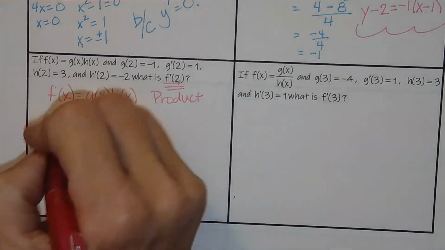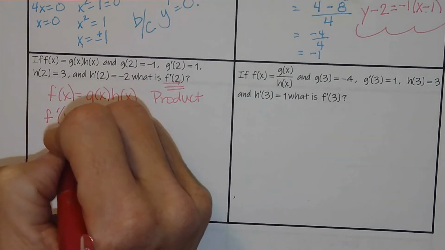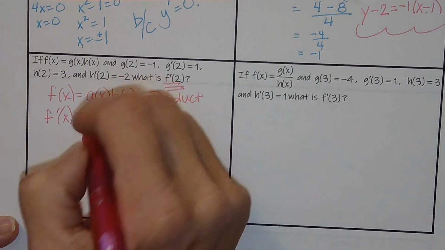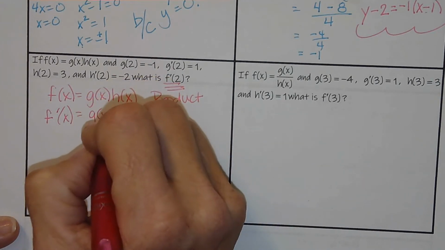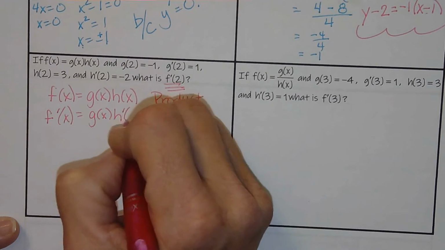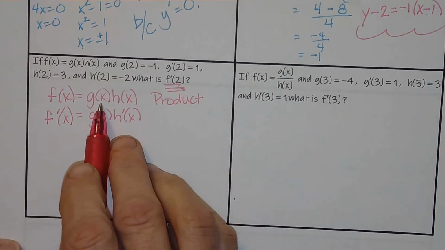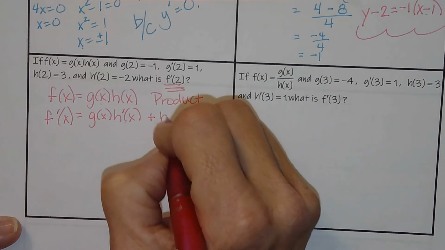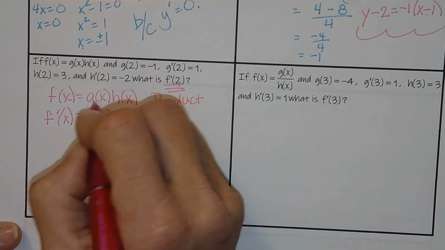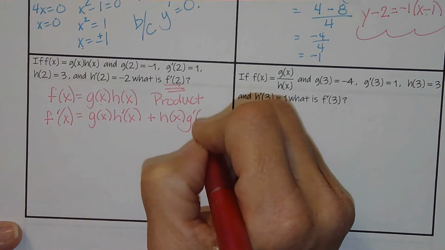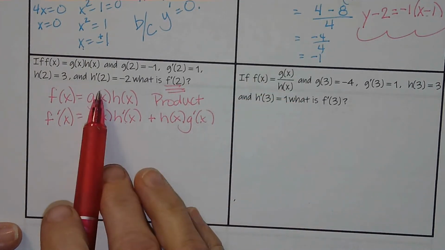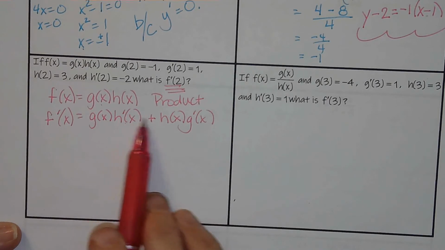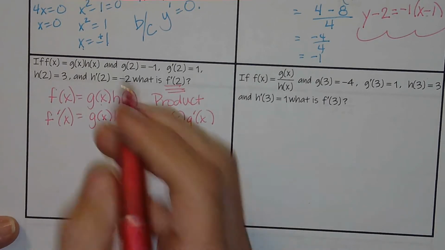So first, let's find the derivative. So it's g of x times h prime of x. This is first times the derivative of the second plus the second times the derivative of the first. This is u, this is v. So it's uv prime plus vu prime.